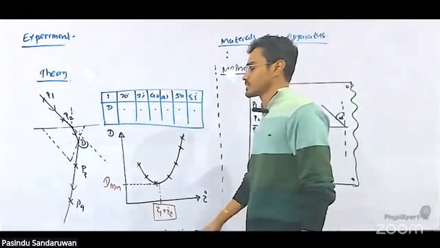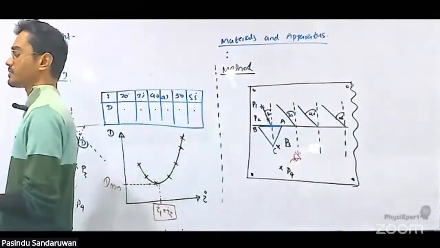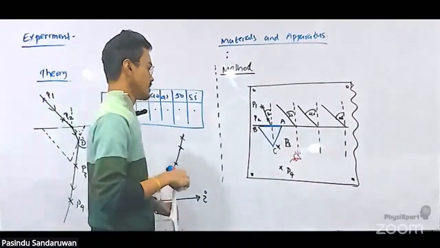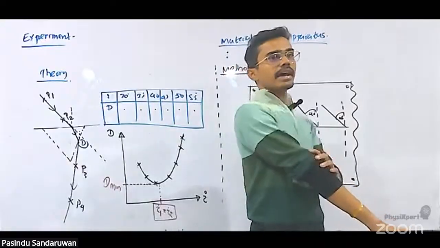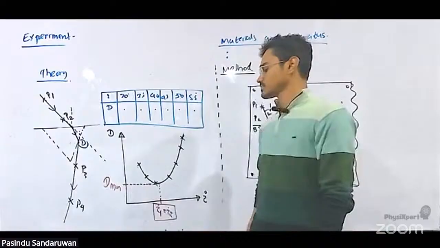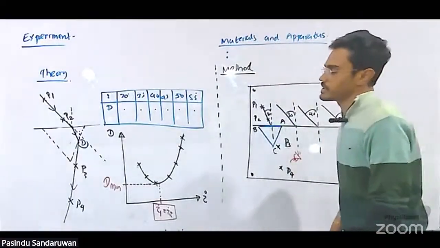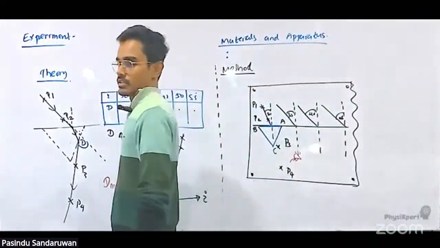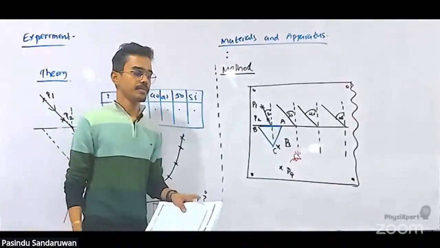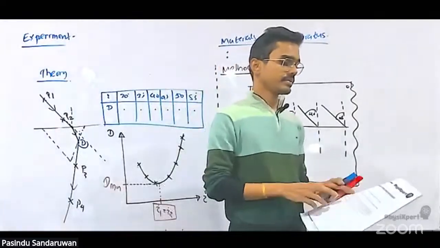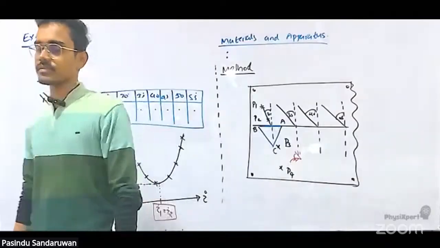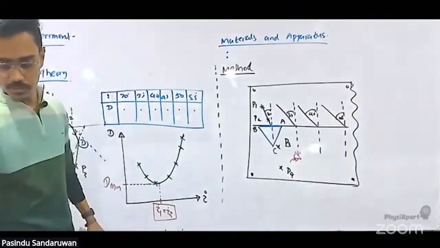Okay, finished? Write down below. Determine angle of minimum deviation using the graph. Next point.